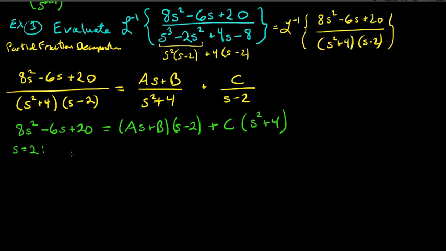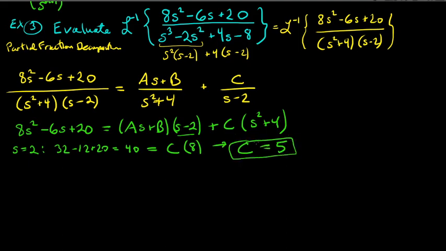Obviously, if s is 2, then what do we get? We get 8 times 4 is 32, minus 12, plus 20. So 32 minus 12 is 20, 20 plus 20 is 40. I hope that's right. And on the right, this is 0, 2 minus 2 is 0, so you just get C. So this is going to equal C times 2 squared is 4, 4 plus 4 is 8. And so that just tells you that C is equal to 5. So we'll plug that in later.